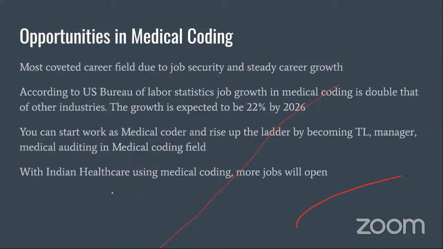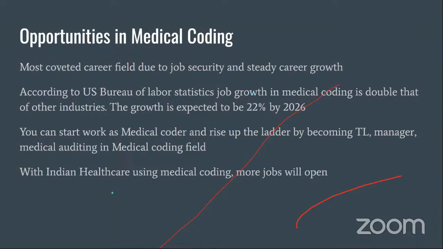So yeah, what are the opportunities in this field? As we have established before, it is the most coveted career field due to the job security and steady career growth. According to the US Bureau of Labor Statistics, job growth in the medical coding field is double that of other industries. The growth is expected to be 22% by 2026.